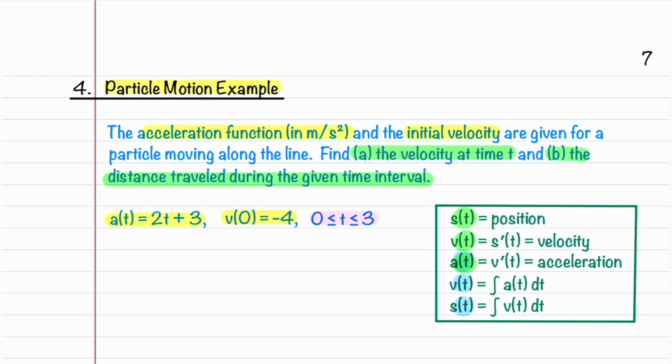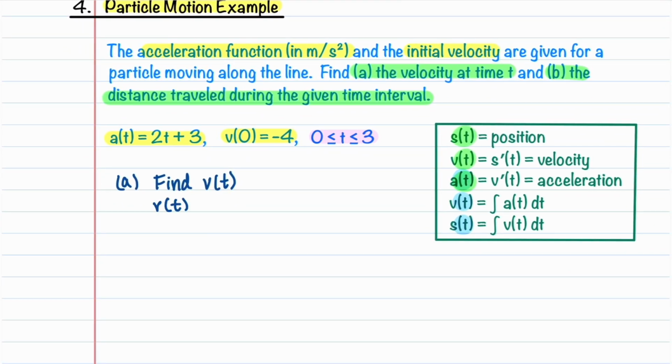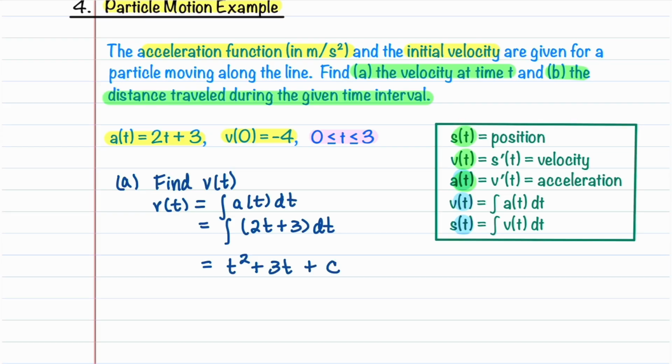We want to start with part A, finding the velocity at time t. So let's just write down, we're going to find v of t. V of t is the integral of our acceleration function, a of t. Let's now plug in what that is. We are integrating 2t plus 3 dt. This gives us t squared plus 3t, and then we can't forget to add on our arbitrary constant.